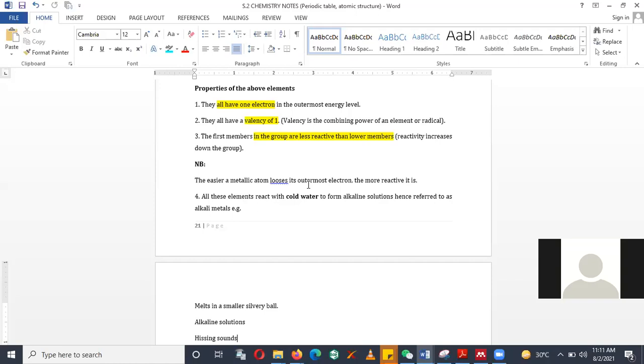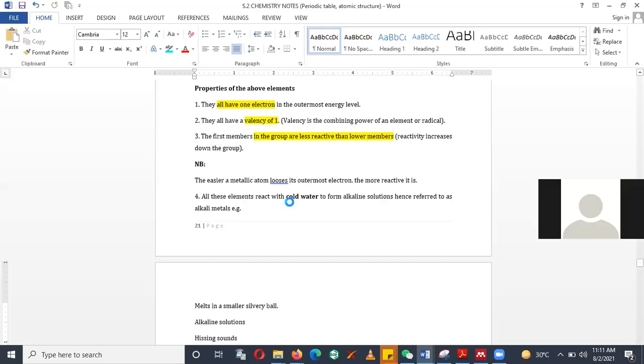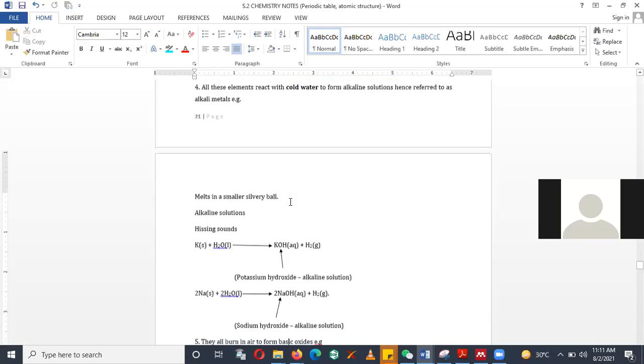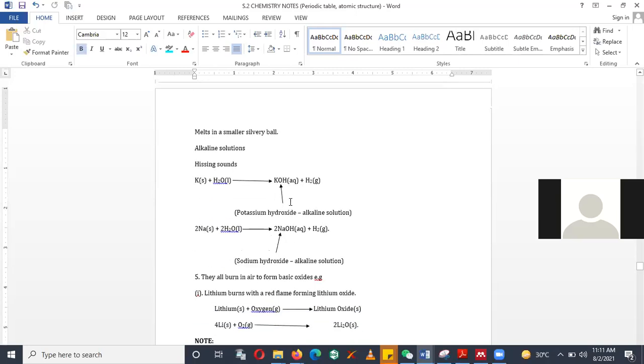Yes, Jovia and Karen. Teacher, I was asking, since group one elements form basic oxides, do they also react with acids to form water and a salt? Yes. We're going to do that when we start studying reactions with acids and bases. You realize that all bases, those are hydroxides and oxides, react with acids to always form a salt and water. But that is the next topic.